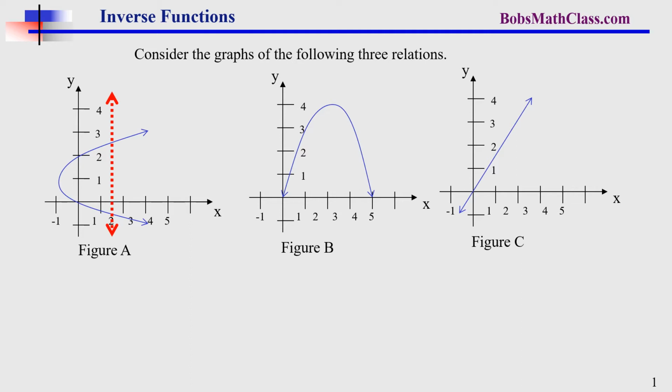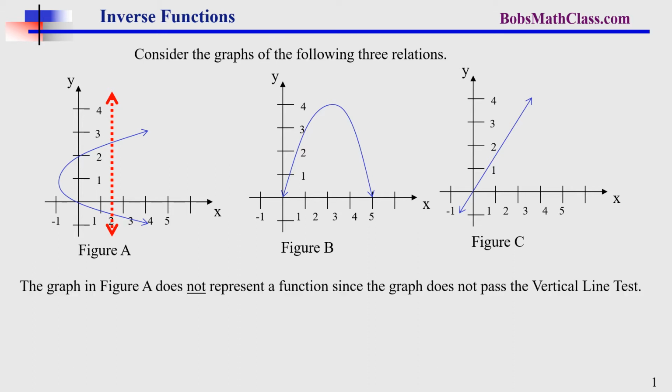We've talked about functions and the vertical line test previously. Notice that this first relation is not a function, because a vertical line intersects it at more than one point. So the graph in figure A does not represent a function since it does not pass the vertical line test. A vertical line can intersect it at more than one point. If it does, it's not a function.